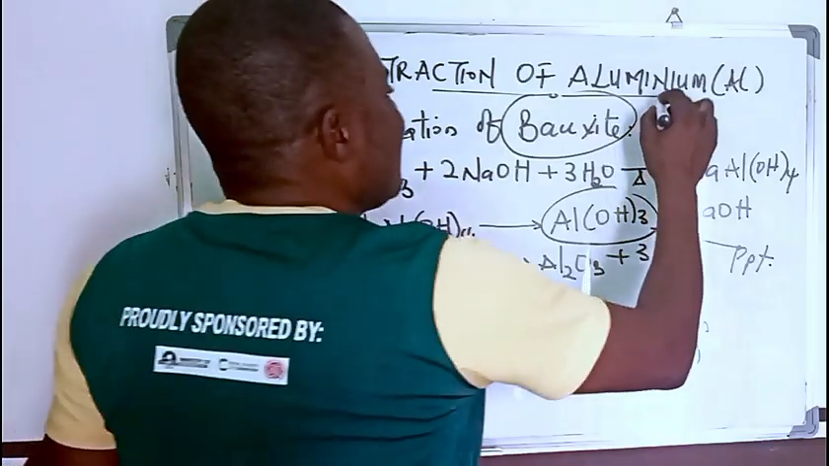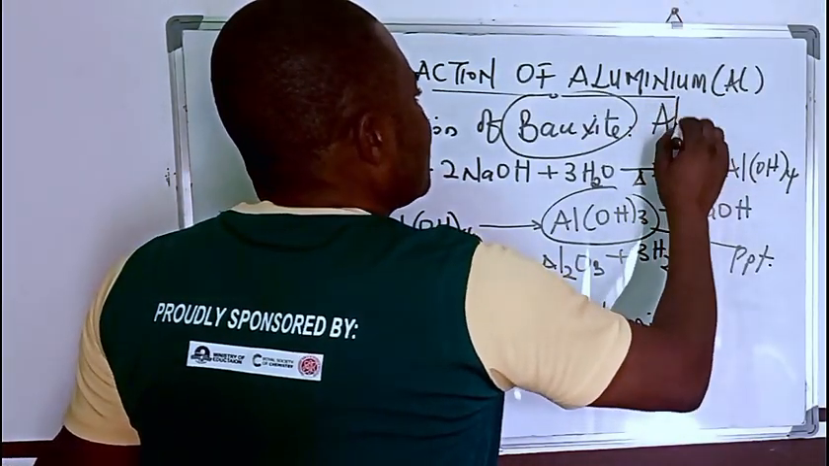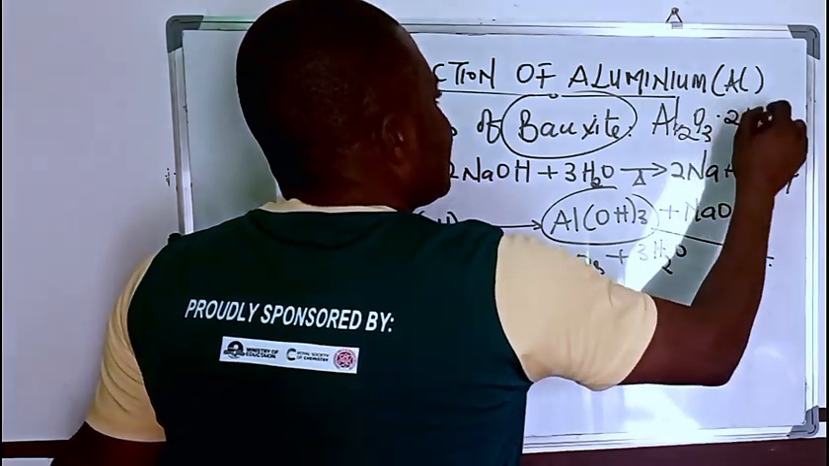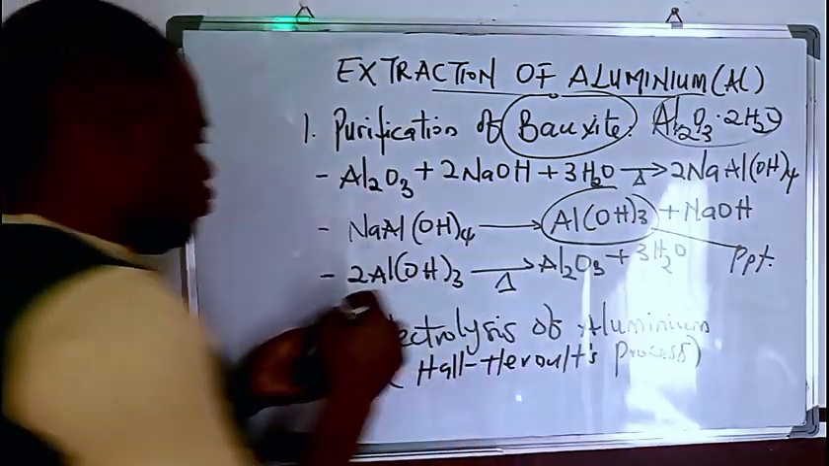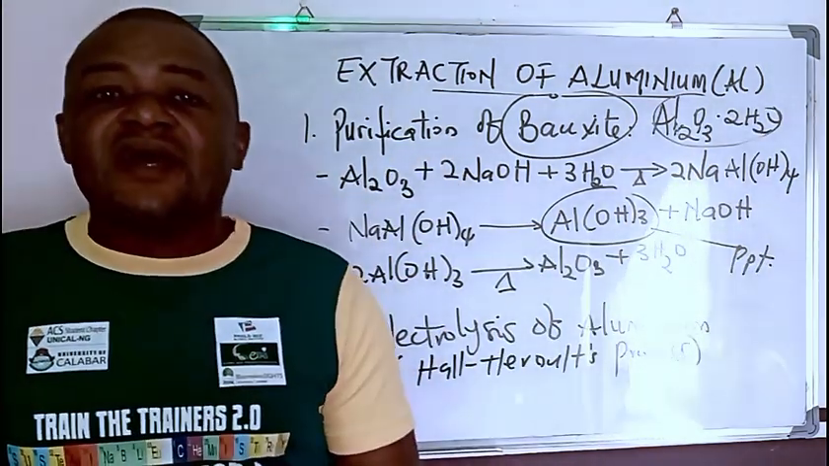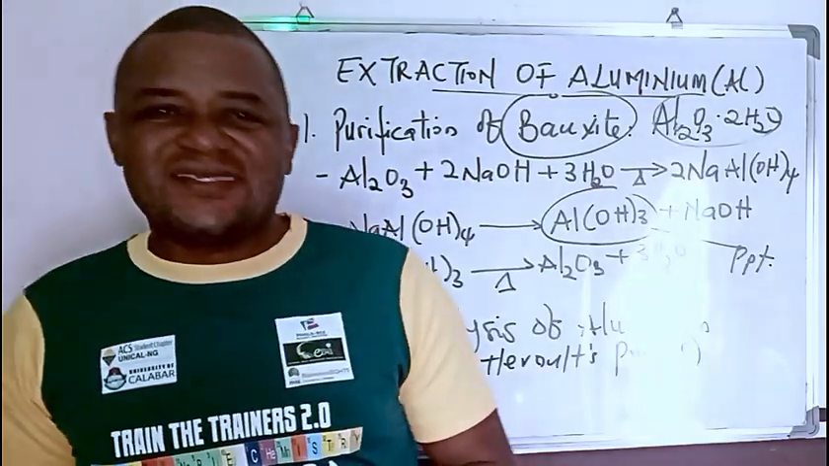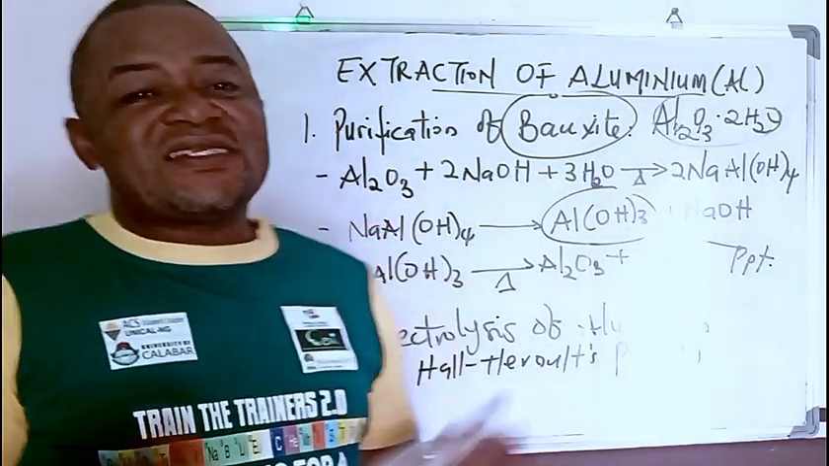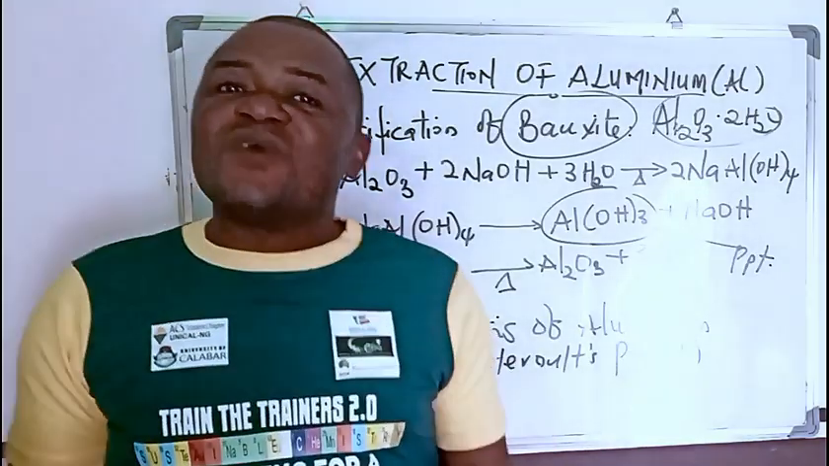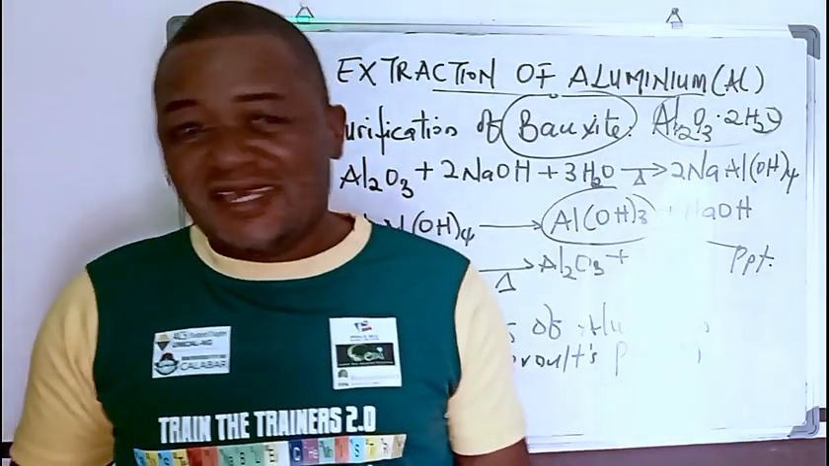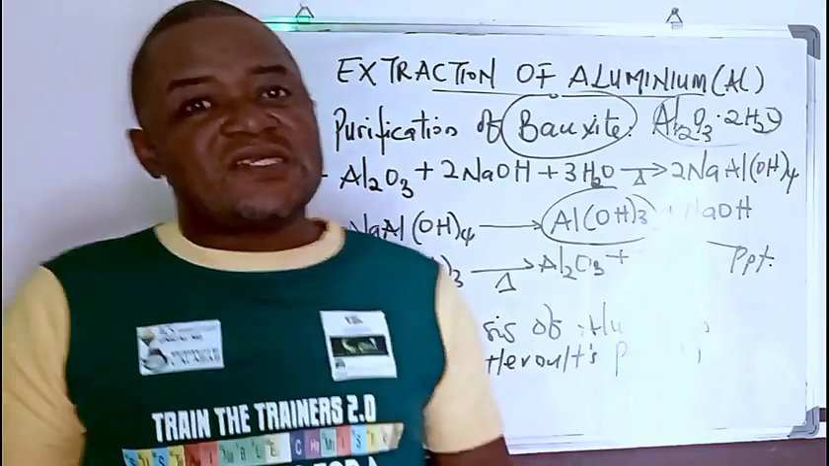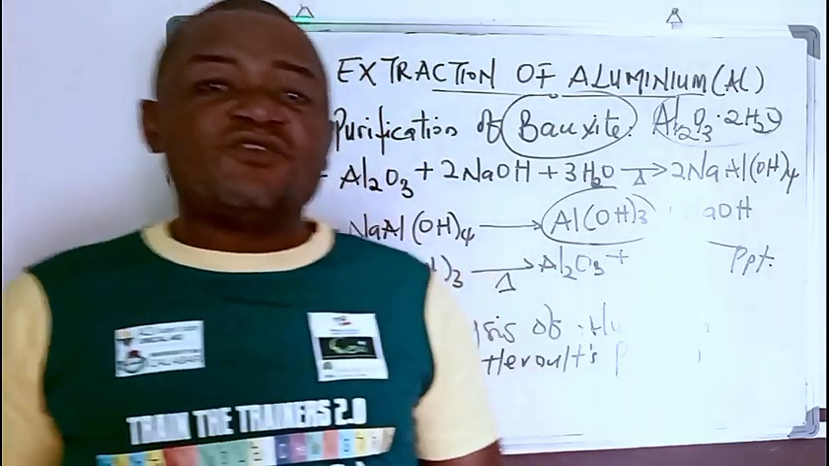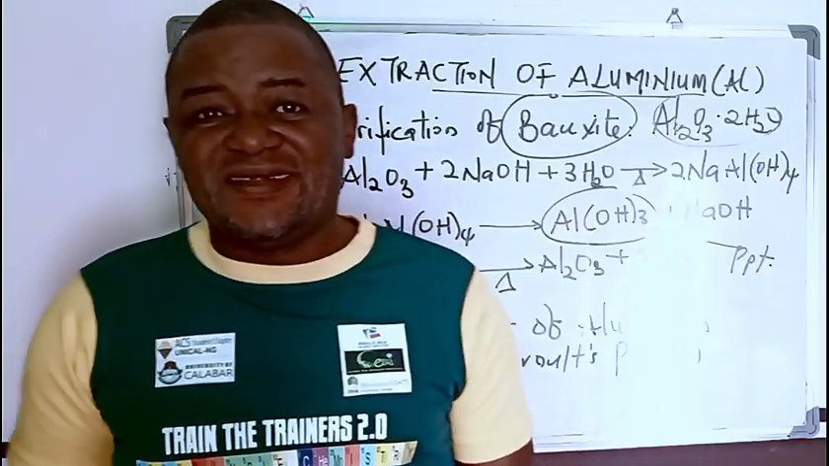Bauxite is simply Al2O3.2H2O. This is aluminium bauxite. Simply put, hydrated aluminium oxide, that is aluminium oxide with 2 molecules of water of crystallization, is what you call bauxite. And that is the actual aluminium ore that is used to extract aluminium.